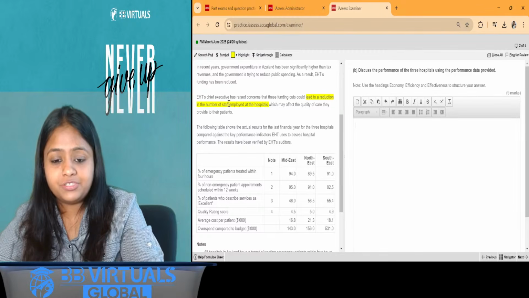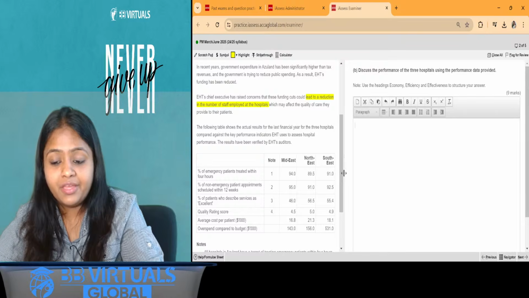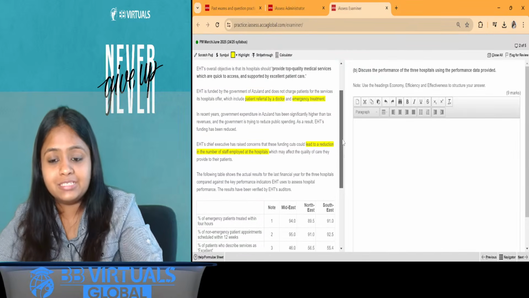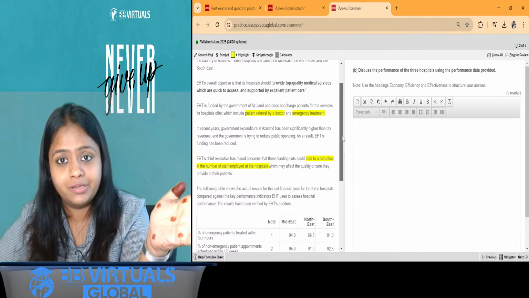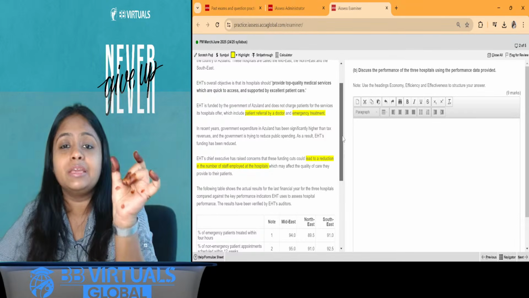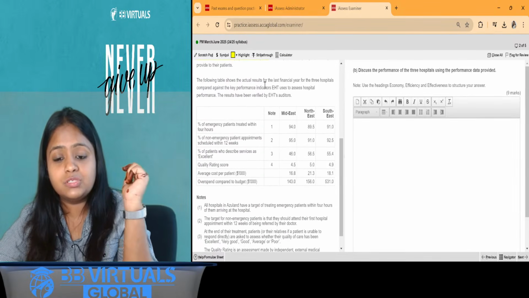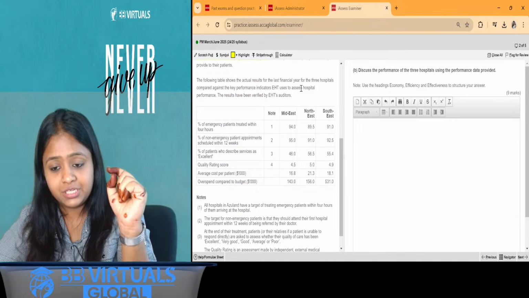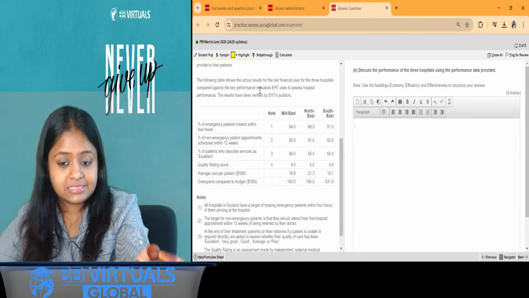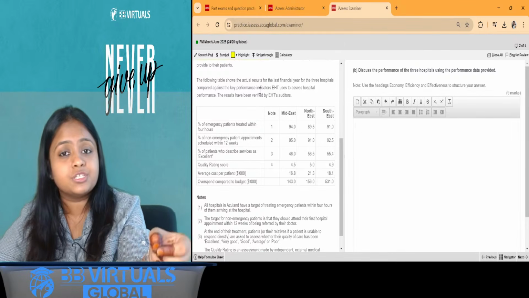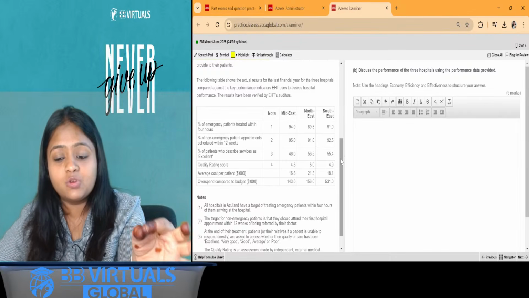So we have read the question till here. Whatever I needed to remember, I have highlighted it. So in case I need to go back to the text, if I just look at the highlighted points, it will come to my mind what I've read. So use this selective reading in your exam. Okay, now the next is: the table below shows the actual results for the last financial year for the 3 hospitals compared against the performance indicators that EHT is using to assess hospital performance. The results have all been verified by EHT's auditors.